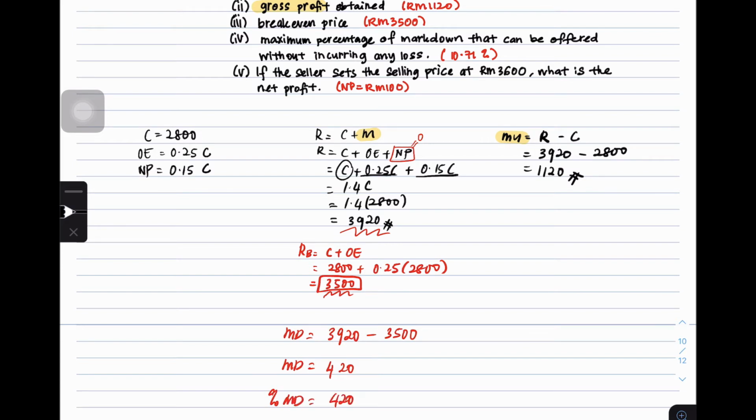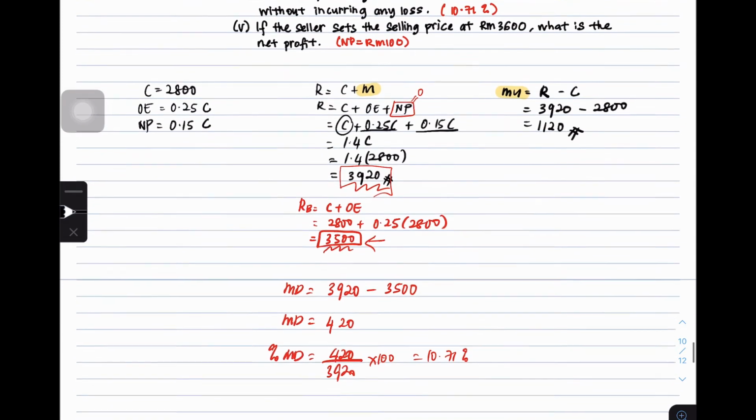So RM420 ni macam mana kita nak dapat percentage of markdown? RM420 ni kita bahagikan dengan harga jualan sebenar, iaitu 3,920 dan awak darabkan dengan 100 untuk dapat percentage. So awak akan dapat percentage dia adalah 10.71%. So ini adalah percentage maximum markdown yang awak boleh buat, di mana dia akan capai harga break even price. So break even price ni adalah harga terakhir yang kita boleh turunkan supaya kita tak rugi. Kalau kita turunkan lagi, kita akan rugi. Alright, so itu cara untuk dapat percentage.